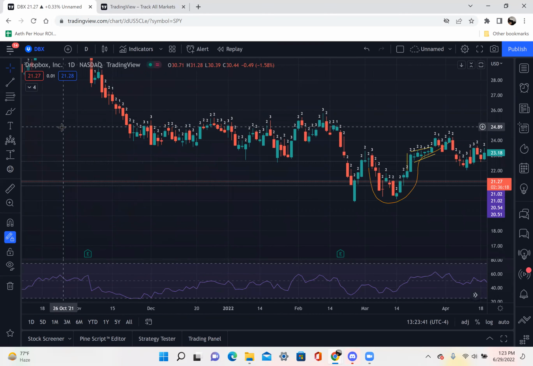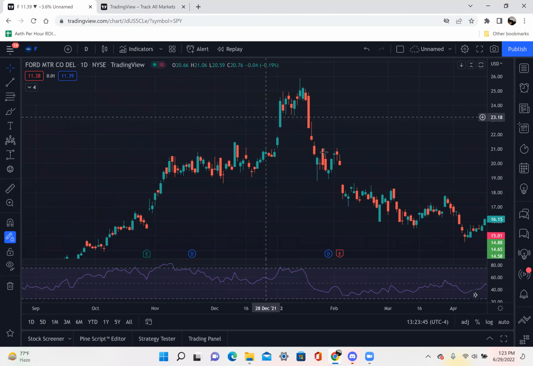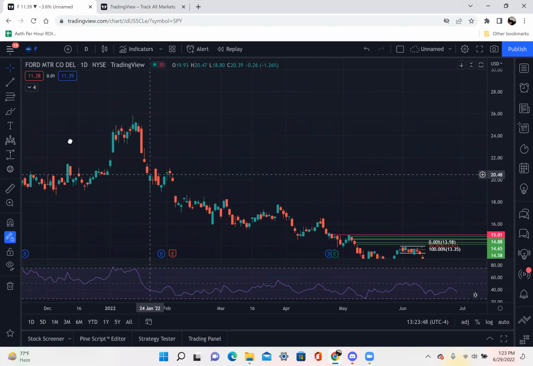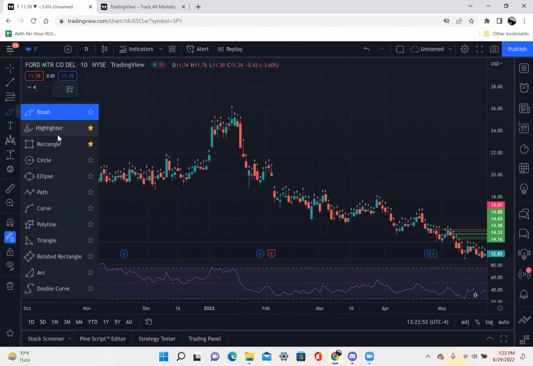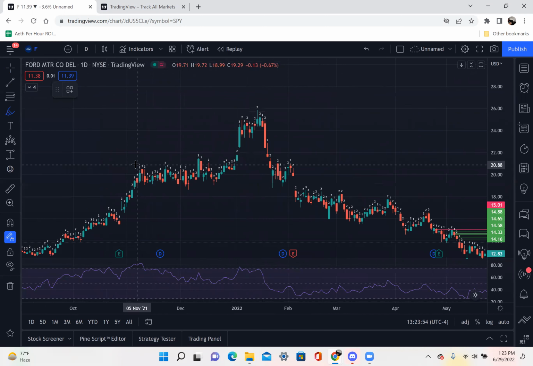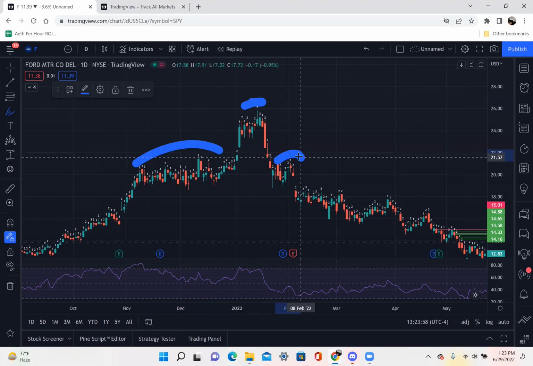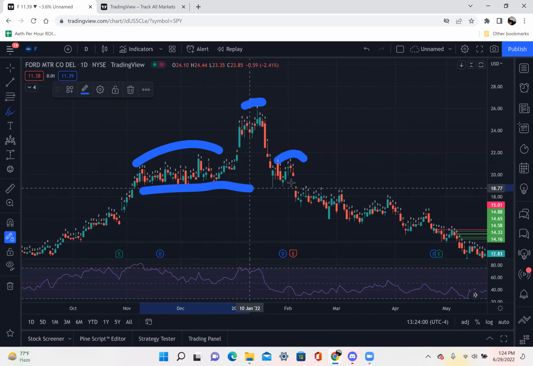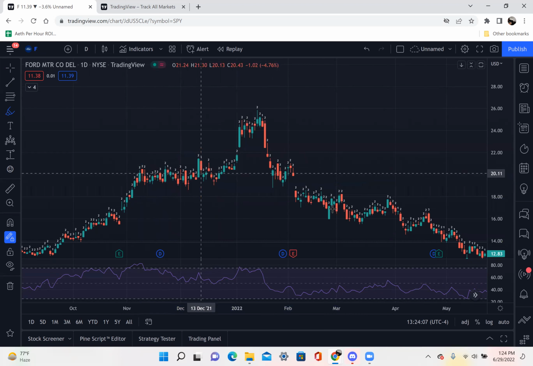PLTR had one, or Ford had a beautiful one. No, that's a big old head and shoulders. Let me draw that. I see it, but I'm pretty sure y'all see that too. Shoulder, head, shoulder, neckline, right? And it breaks down. Delete.